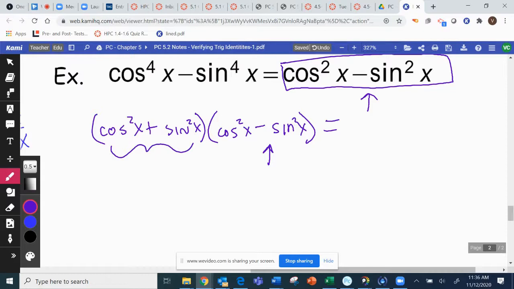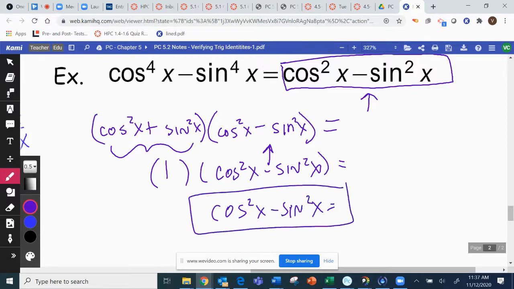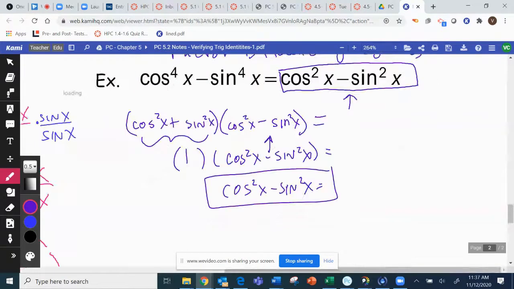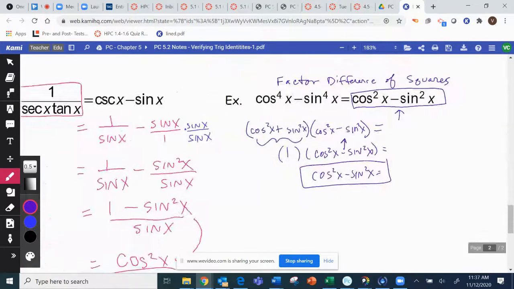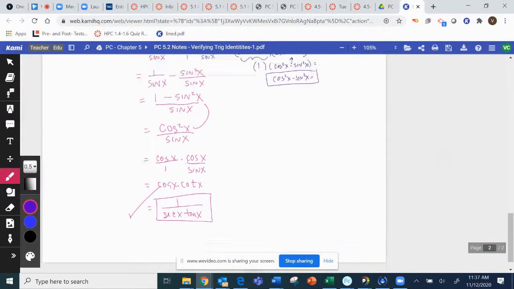Does it equal 1? Isn't that the identity you needed to memorize? Yeah. So 1 times cosine squared x minus sine squared x is cosine squared x minus sine squared x. And then we did it. Yay, that was a really short one. Was that the end?